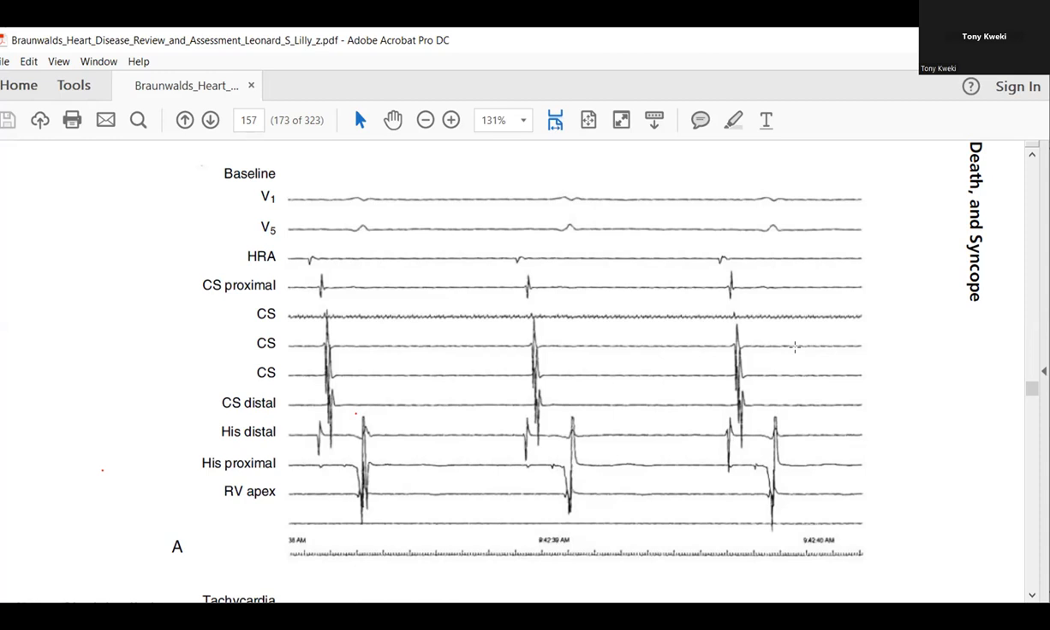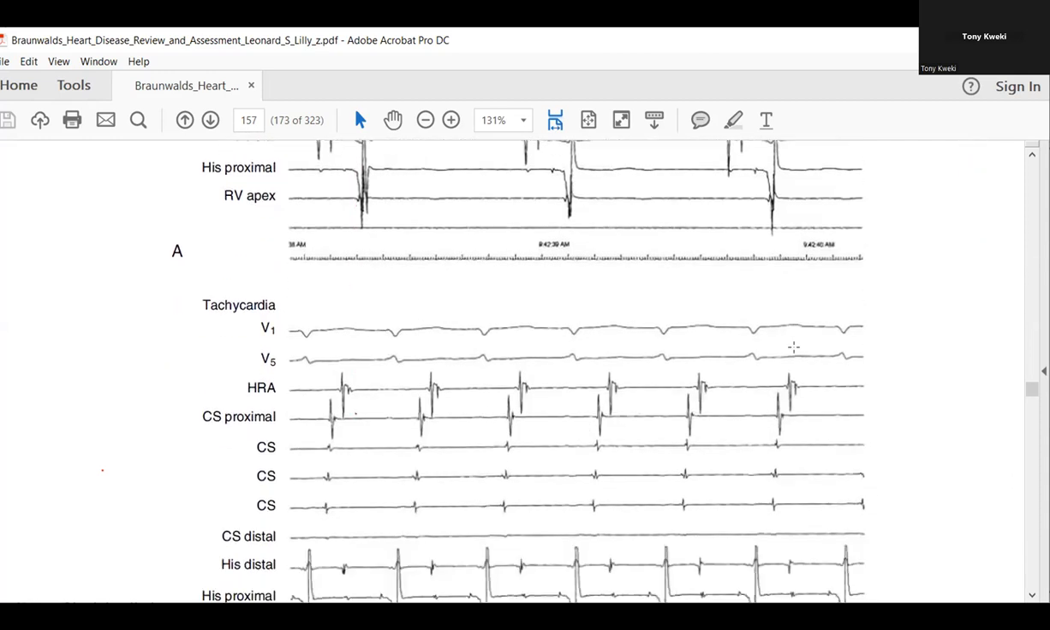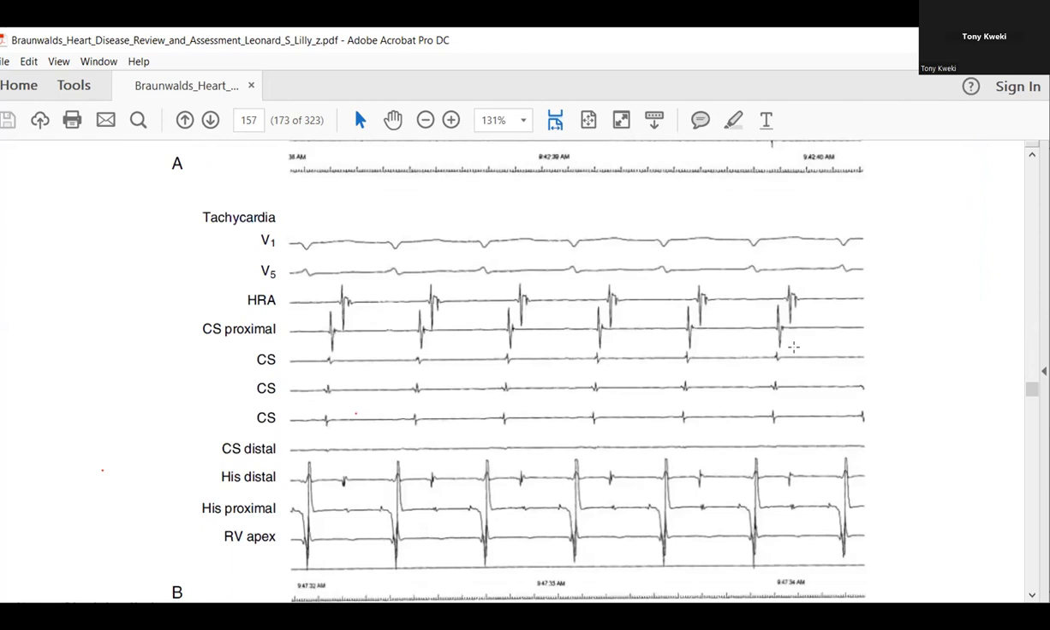So we go back to the QRS complex. I've left the baseline, and I'm right now at the tachycardic area. One of the things we find is that it's a narrow complex, that's for V1 and V5. Now the interesting thing, however, is that unlike in the previous one, we find that the HRA is depolarizing after the ventricle.